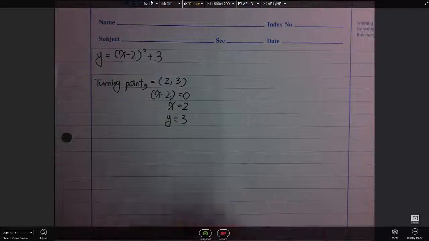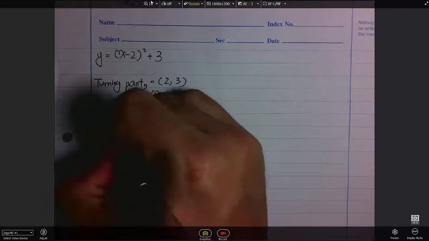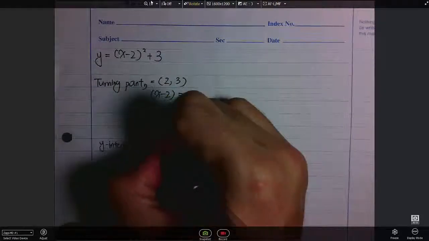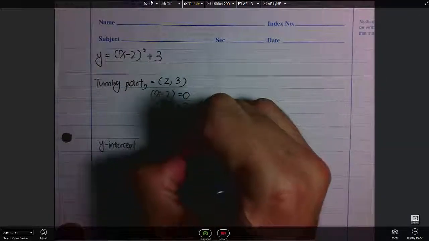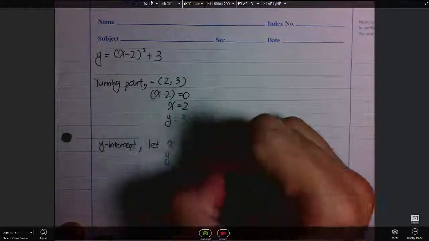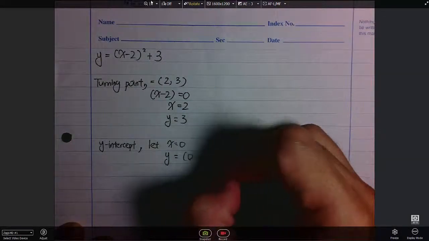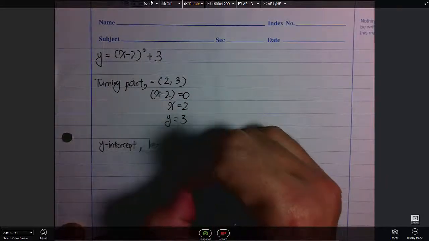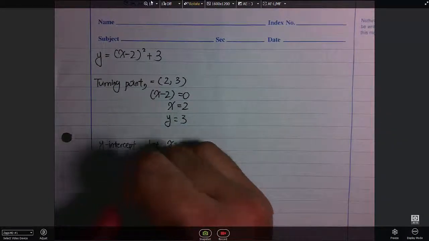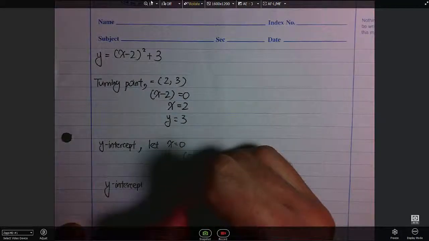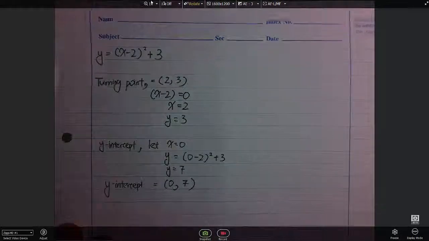Then next, I must find my y-intercept. I let my x value be 0. My y value is 0 minus 2 squared plus 3, which is 4 plus 3, so my y value is 7. So my y-intercept is 0, 7.